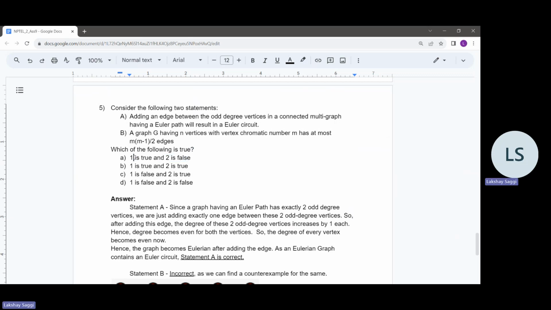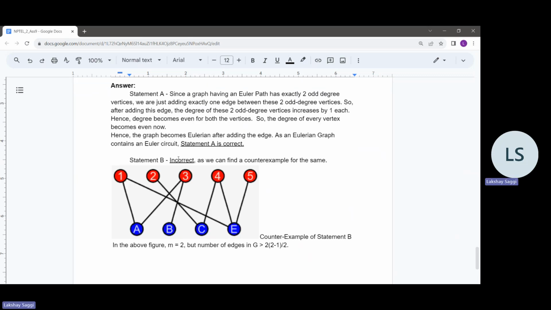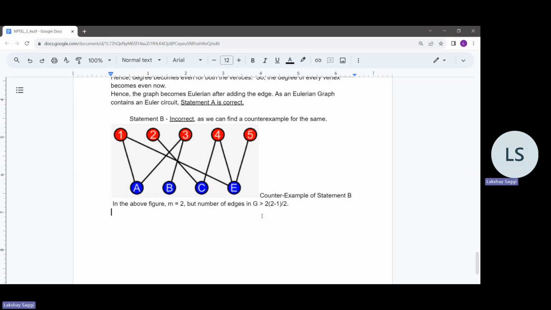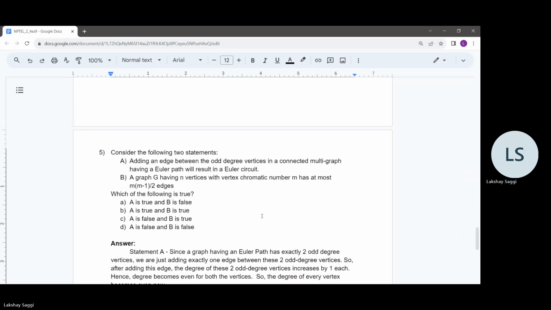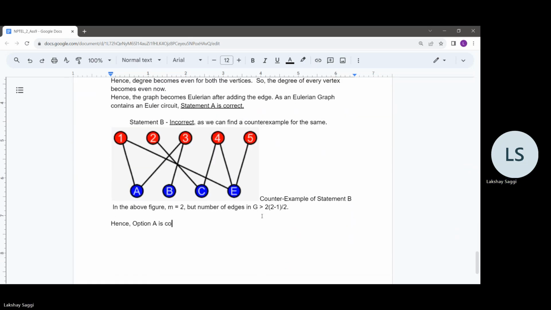Maybe I should mention this. This is A and B, not 1 and 2. So statement A is true, but statement B is false. So this is the answer. So hence option A is correct. Option A says that statement 1 is true and 2 is false. So option A is actually correct.